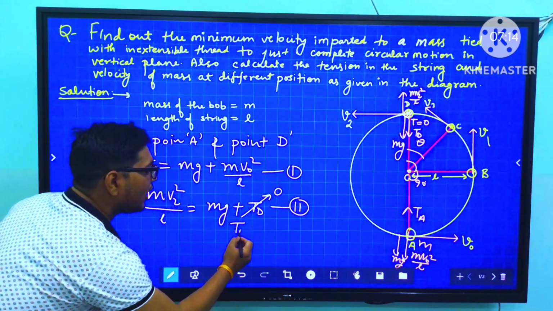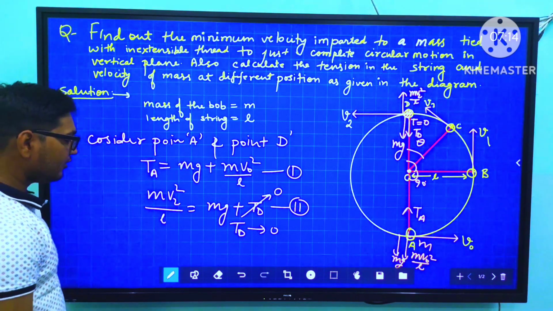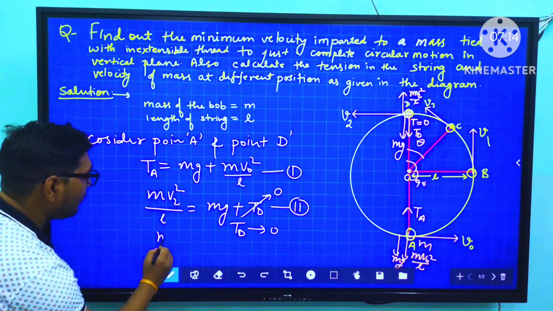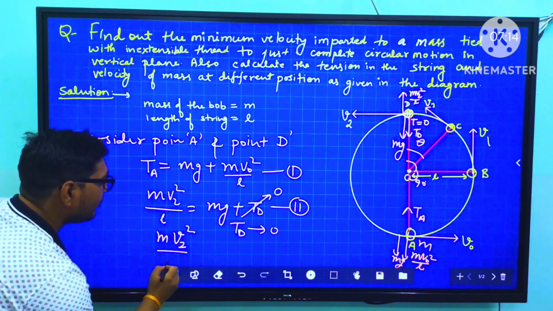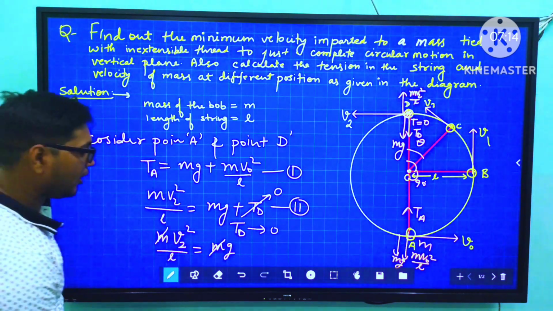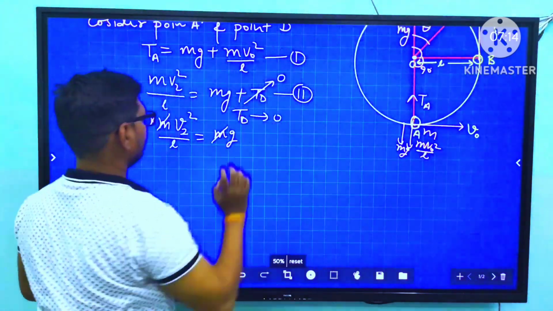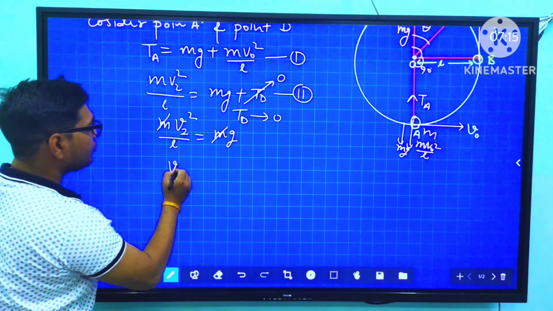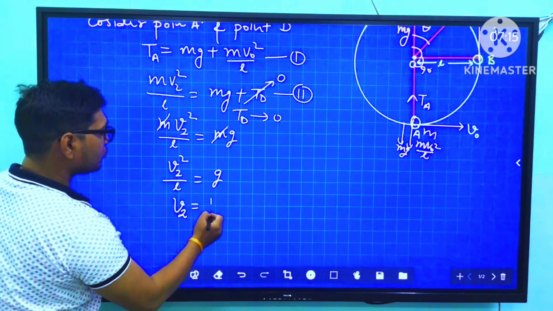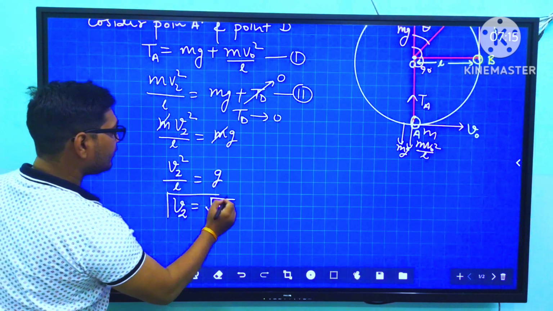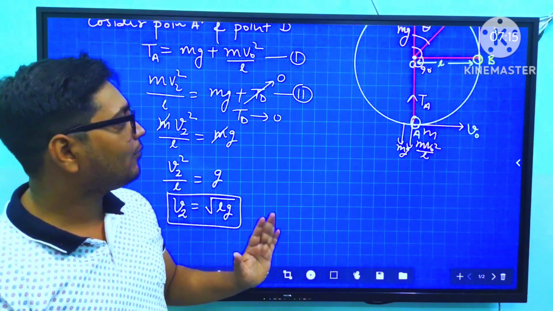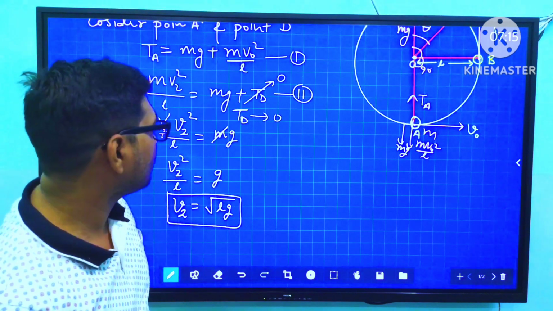We can take the tension at the highest point as tending to 0. By this, we can say mv2 square divided by L is equal to mg. We can say m will be cancelled out and v2 square upon L is equal to g, or we can say v2 is equal to root Lg. This is the velocity at the highest point for which the string will just become slack and the mass will be able to just complete the vertical circular motion.